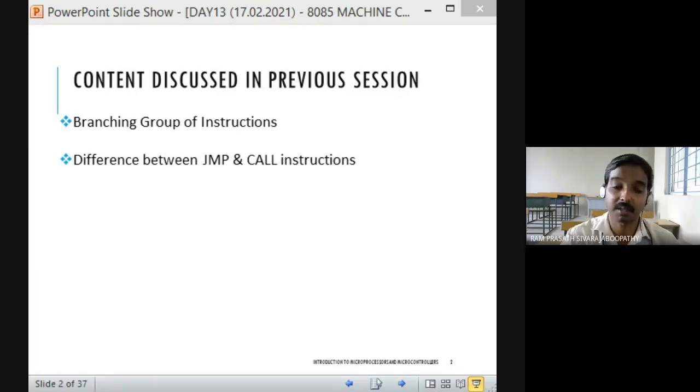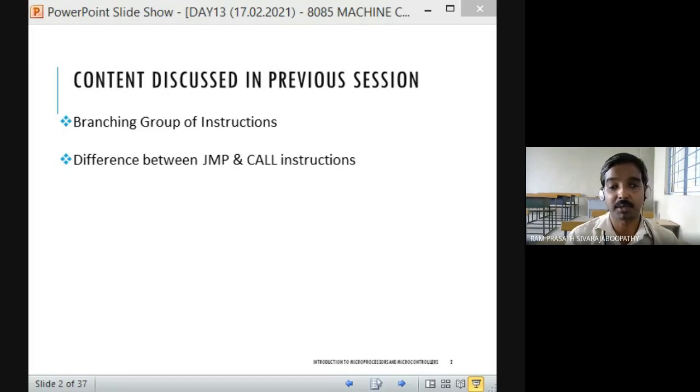Very good. Logus Nega typed: PC content is not stored in the stack memory in jump, whereas in call it is. Very good. That's the correct answer. See, the return address will get stored in the stack memory during the call instruction. Correct. So when we are using the call instruction, it is transferring the control to a subroutine program.